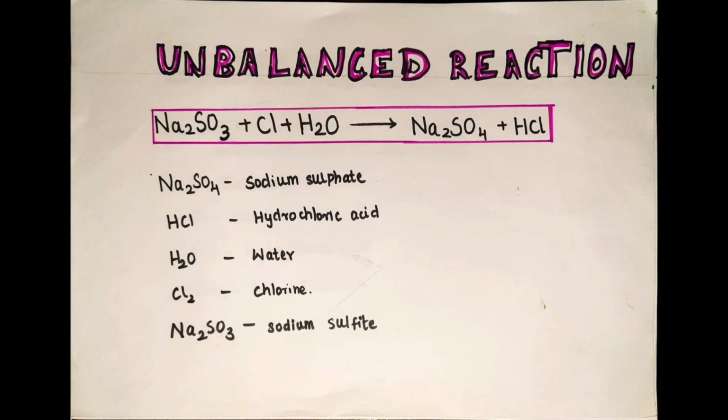The unbalanced reaction which I have taken here is Na2SO3 plus Cl plus H2O gives Na2SO4 plus HCl. Na2SO4 is sodium sulphate, HCl is hydrochloric acid, H2O is water, Cl is chlorine and Na2SO3 is sodium sulphite.